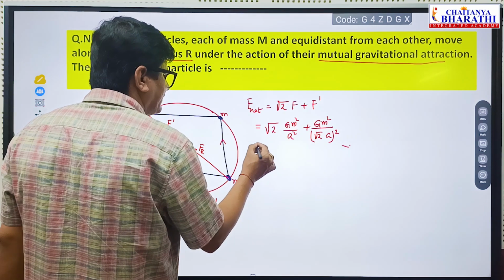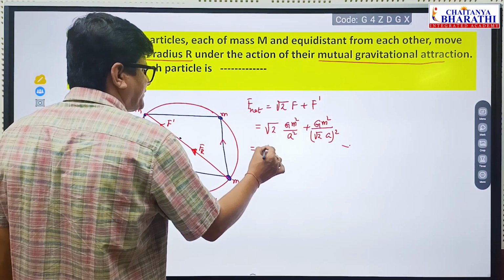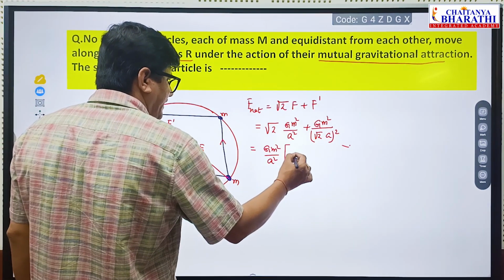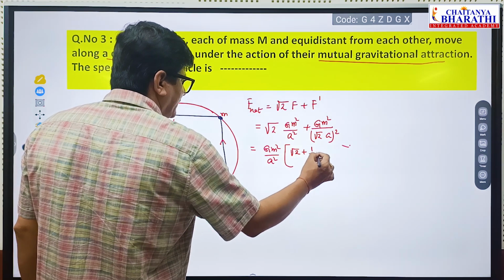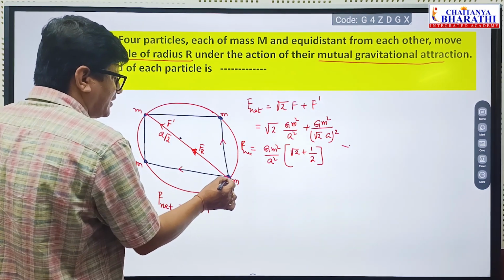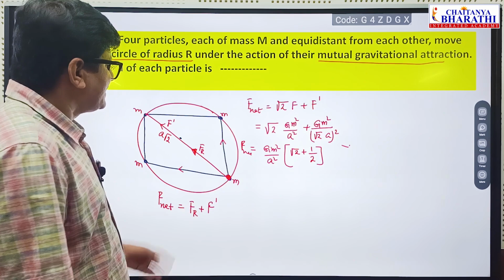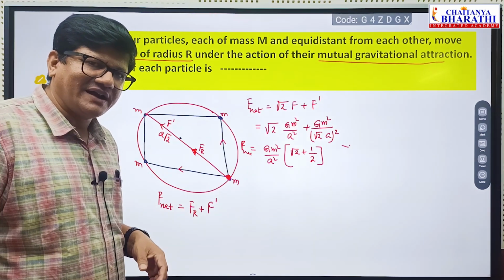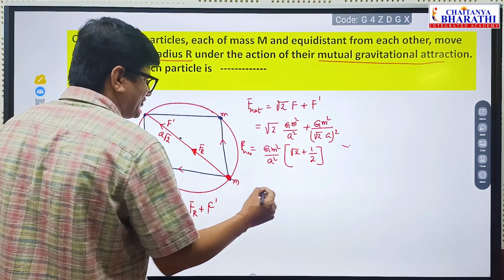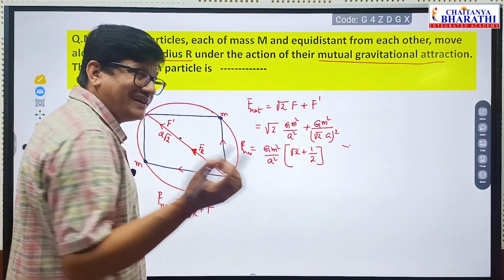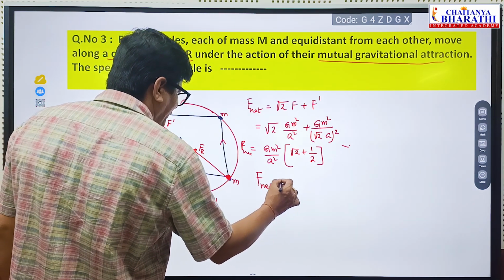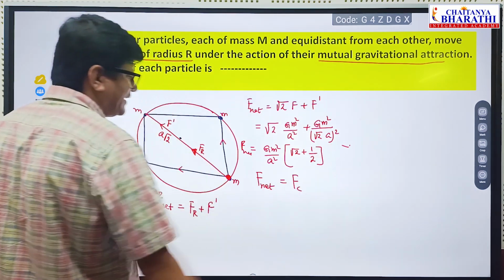After simplification we obtain G m square by a square common, and within the bracket root 2 plus 1 by 2. This is the net force acting on this particle. This force provides the necessary centripetal force. So this net gravitational force provides that necessary centripetal force.